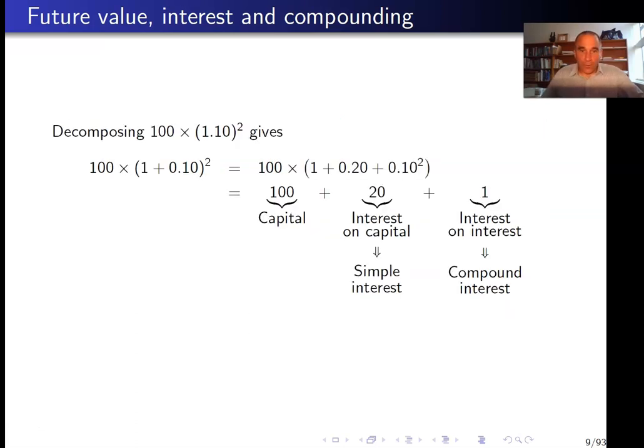If we decompose 121, what do we obtain? 121 is made of 100, the initial capital, and 20, which is the simple interest. 121 is the result of having invested over two periods. Over two periods, we have collected 2 times the 10% interest rate on the capital. 10% of 100 is 10. 2 times 10 is equal to 20. So 20 is simple interest. And 1, which is 10% times 10% times 100, is interest on interest, compound interest.